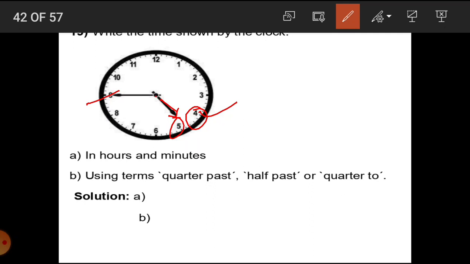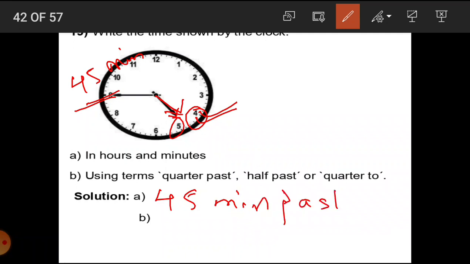Just now I said if the minute hand is between 4 and 5, we are going to consider number 4. And if it is at 9, that means it is 45 minutes, which means it is 4 o'clock and 45 minutes past, which you can answer as 45 minutes past 4. Correct?